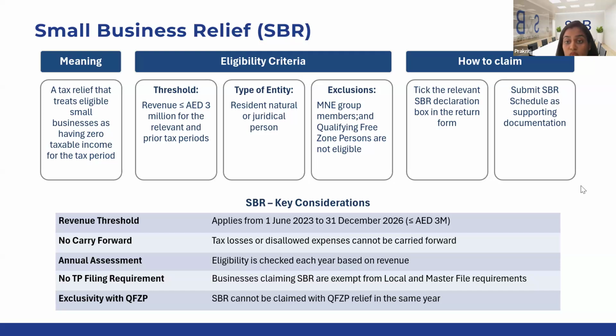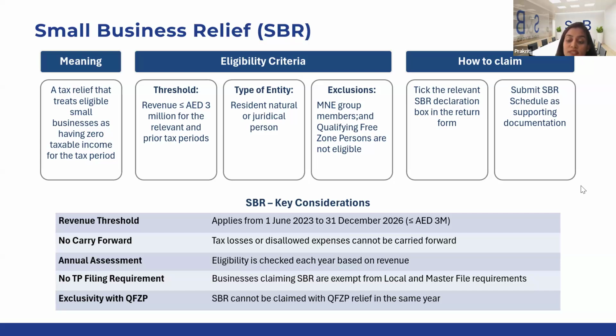And the mechanism to claim is also quite simple. The person has to go to the tax return, put in the revenue that they are earning in the respective year, and select the election of SBR, which we will take up in the next slide.